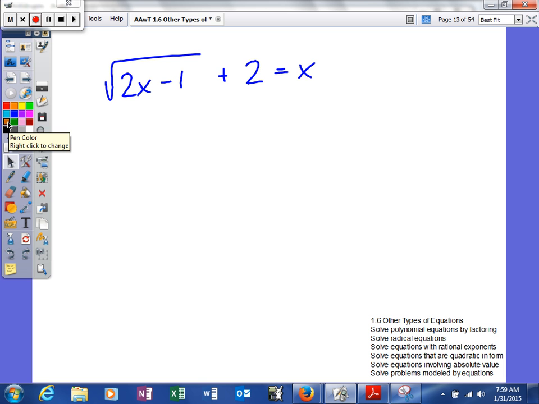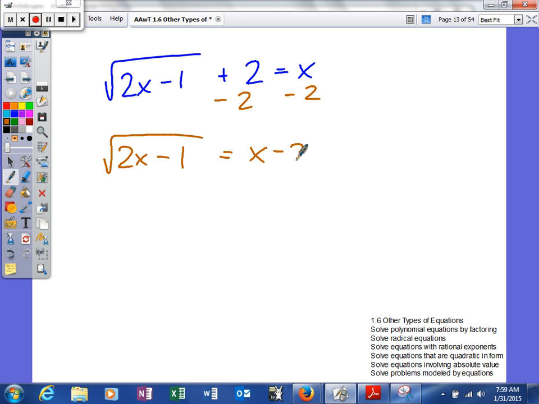So as you can see, we have this radical. The square root of 2x minus 1, plus 2, is equal to x. So first thing we want to do is isolate our radical. So I'm going to move this 2 to the other side, and I'll get the square root of 2x minus 1 is equal to x minus 2. At this point, we have our radical isolated. So now we're going to square both sides.